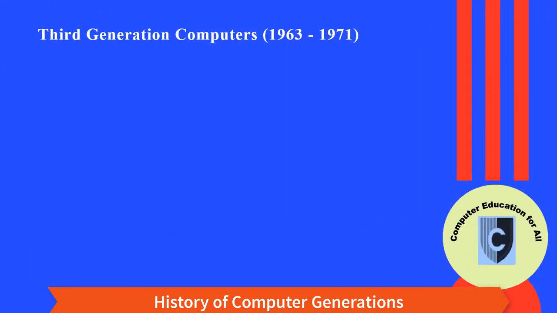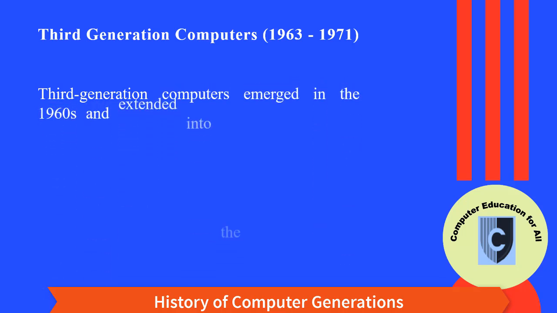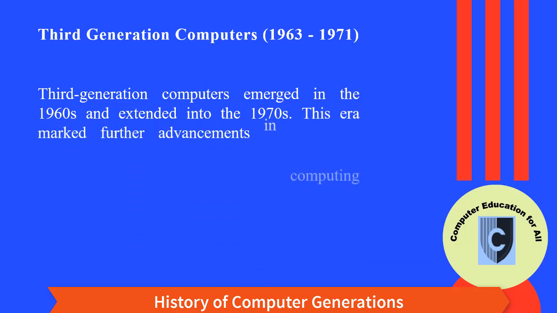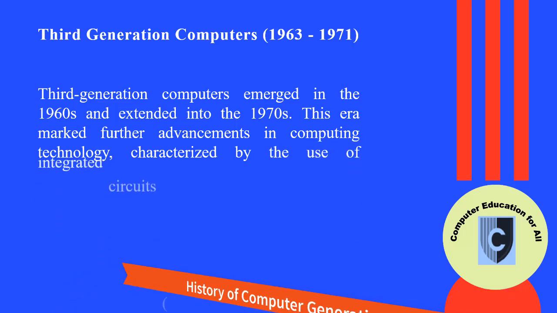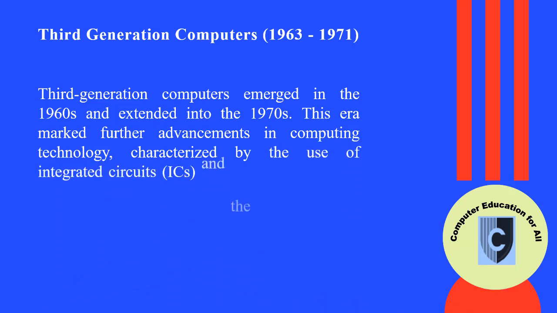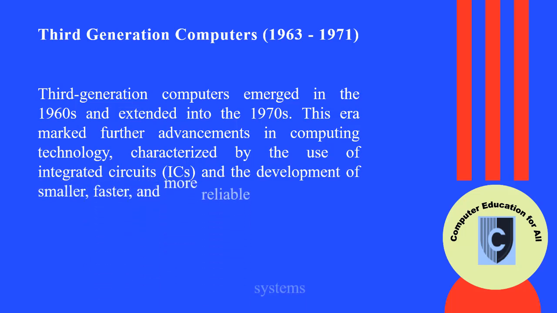Third-generation computers, 1963 to 1971. Third-generation computers emerged in the 1960s and extended into the 1970s. This era marked further advancements in computing technology, characterized by the use of integrated circuits (ICs) and the development of smaller, faster, and more reliable systems.